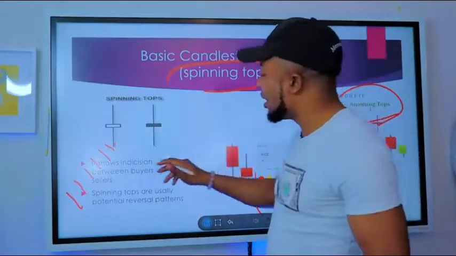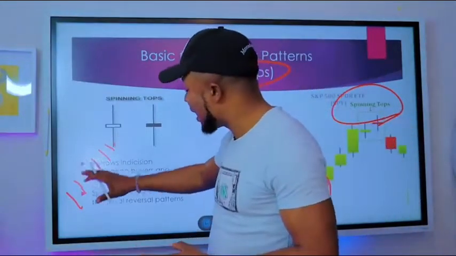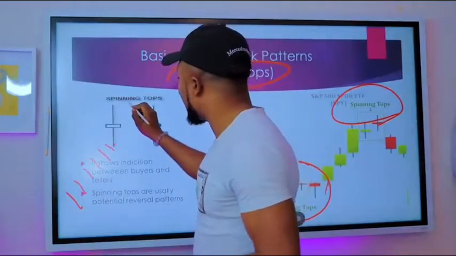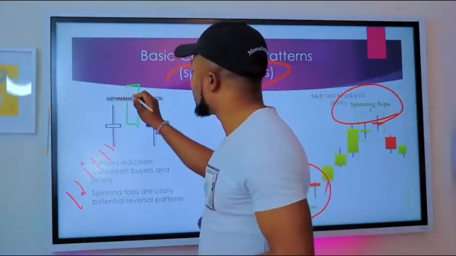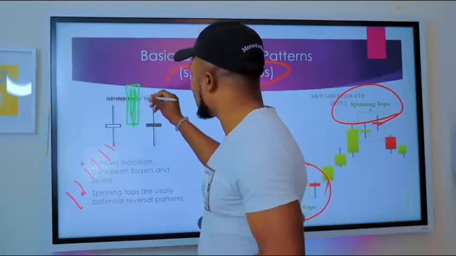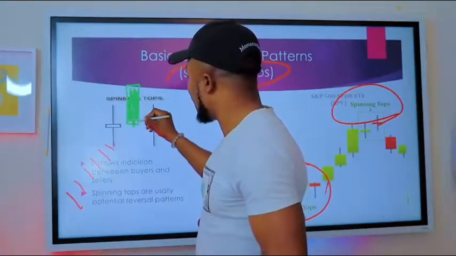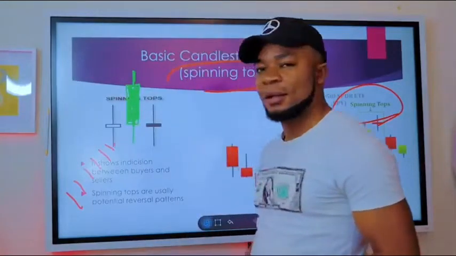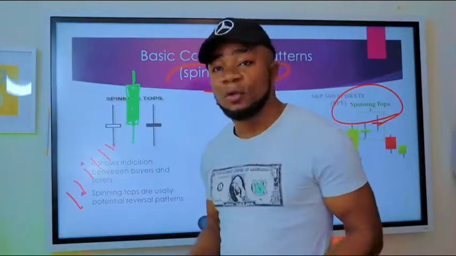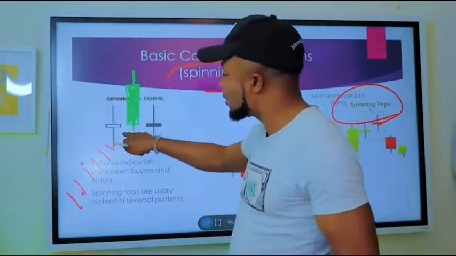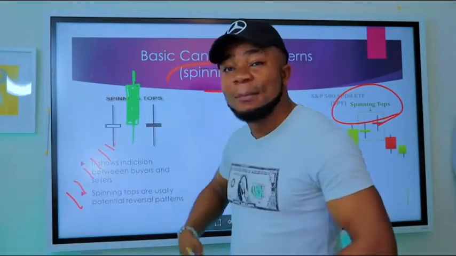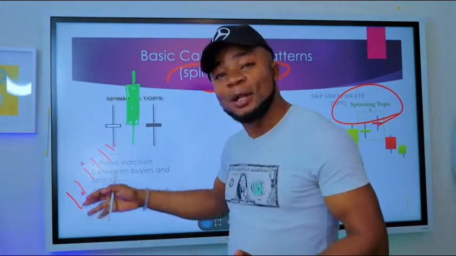So if the market has been going up and after you see a spinning top, you see a candle like this, exactly like this, with a wick here and a wick here. This is an example of a bullish candle. If you see a candle like this after this one, what does this signify? It signifies that after the indecision candle, more buyers have come into the market.